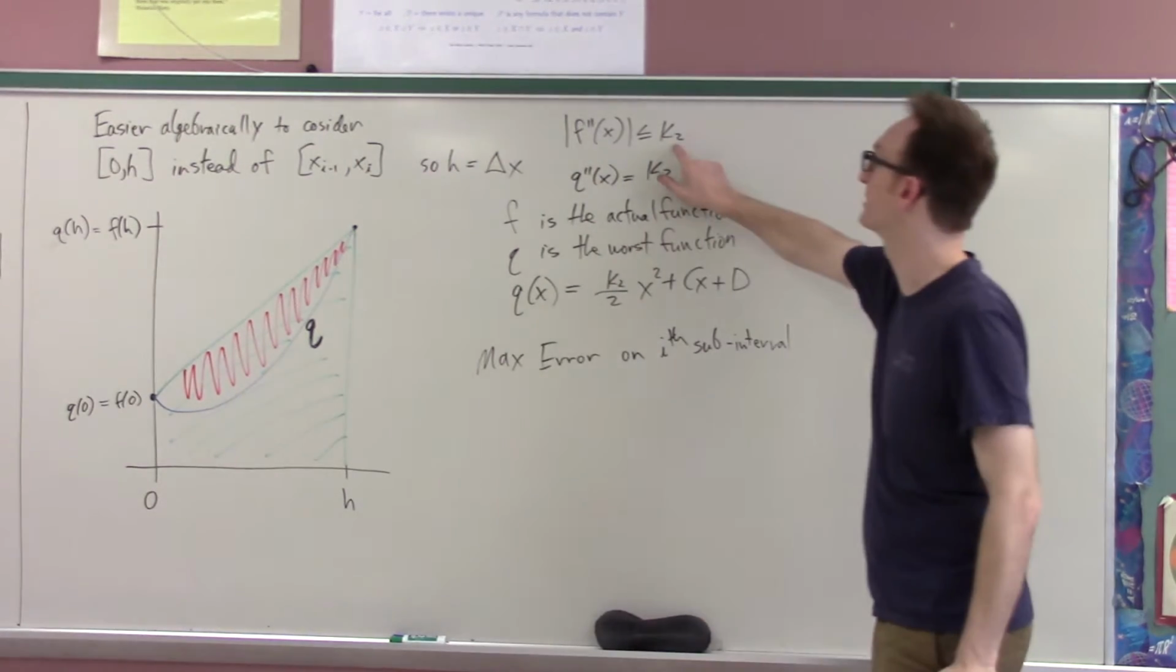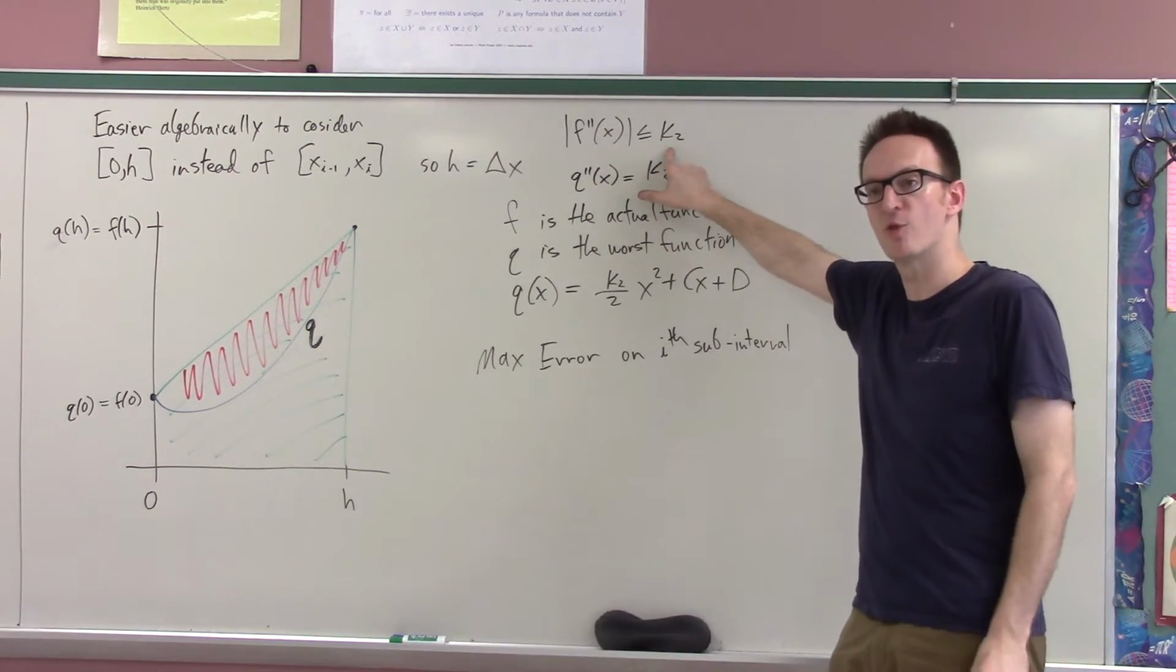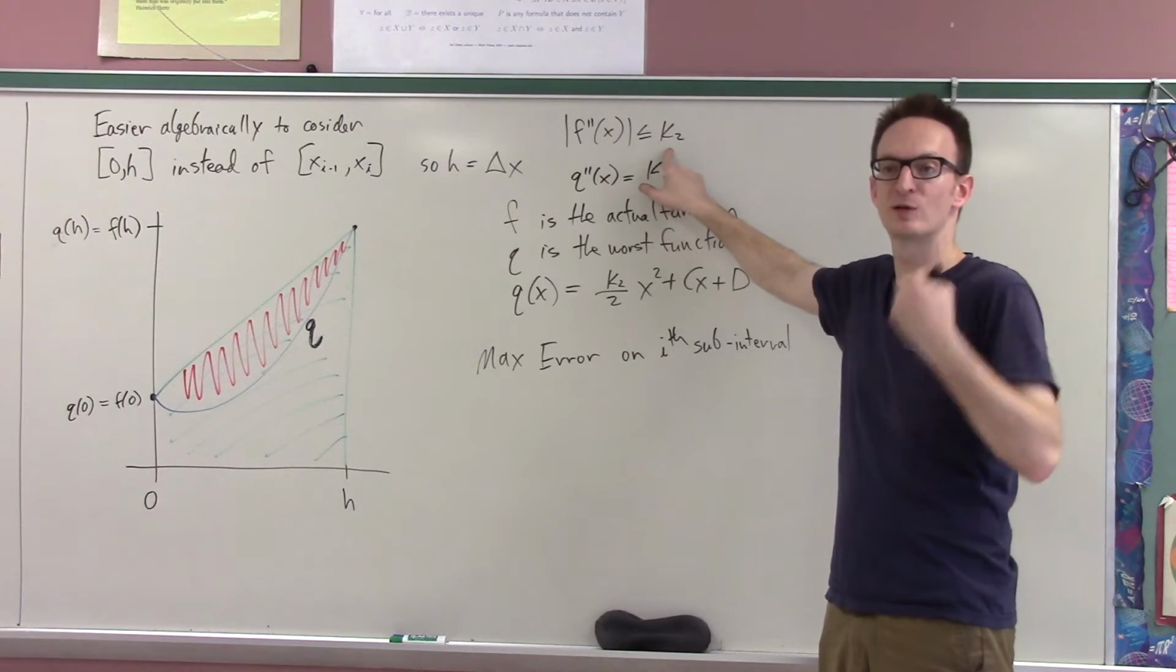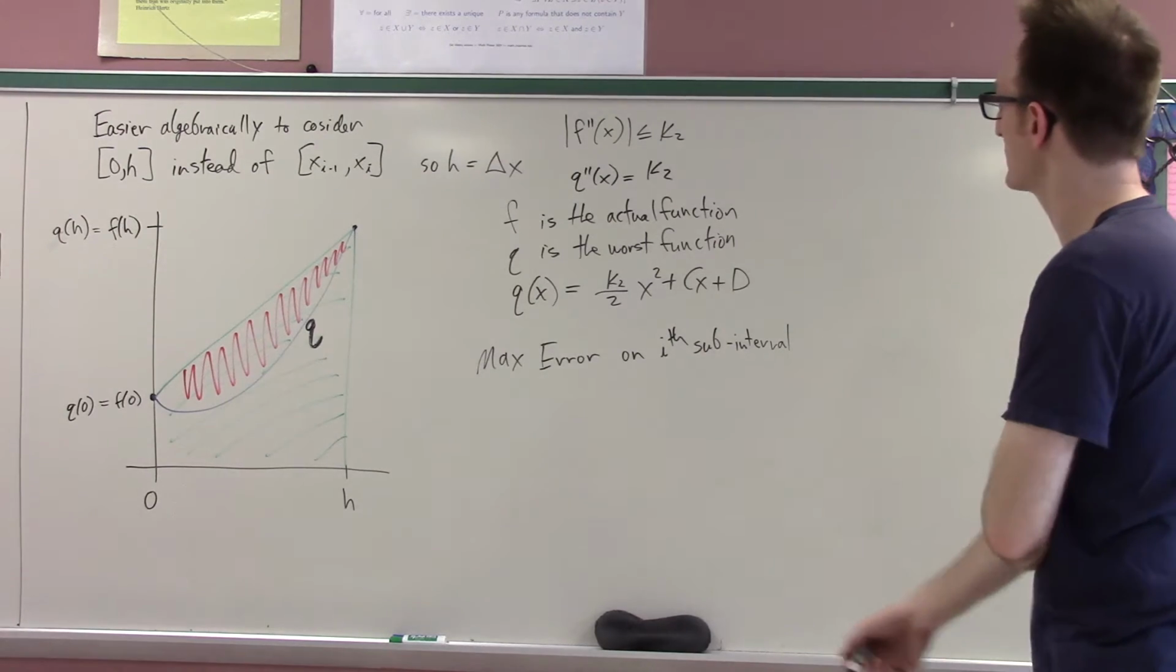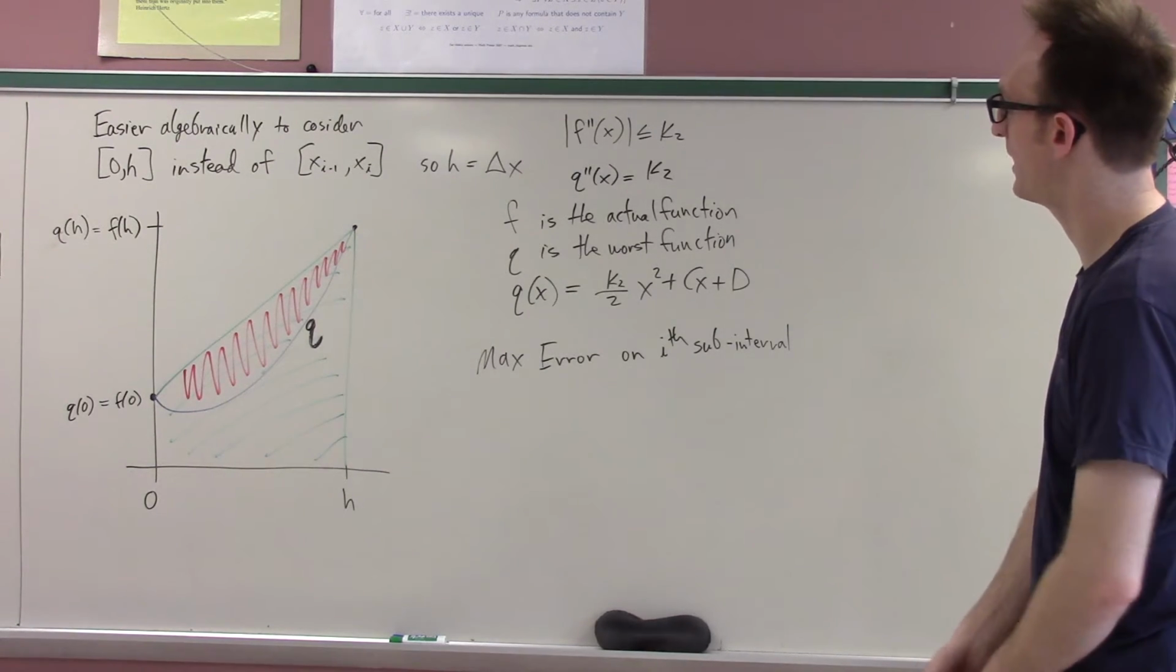And the most not constant it can be is if it's increasing as much as it's allowed to increase. And that's what K2 is. K2 is an upper bound on the rate at which the derivative is allowed to increase. I think I've motivated this pretty well, right? Okay, so now we'll just do it. How do we do it?